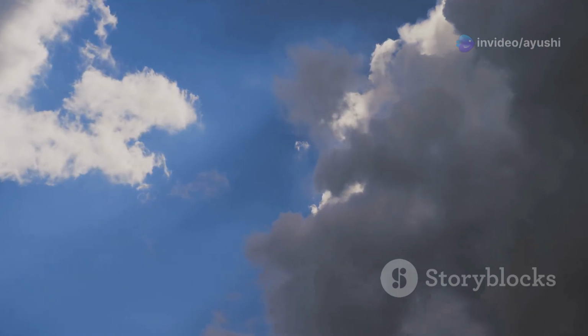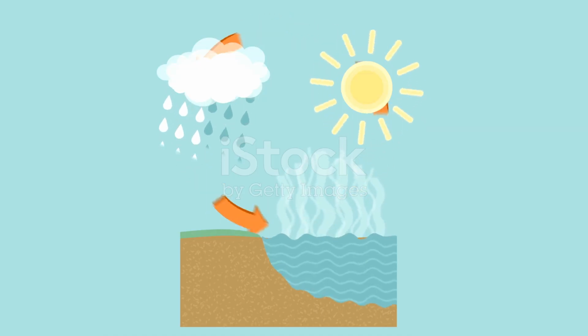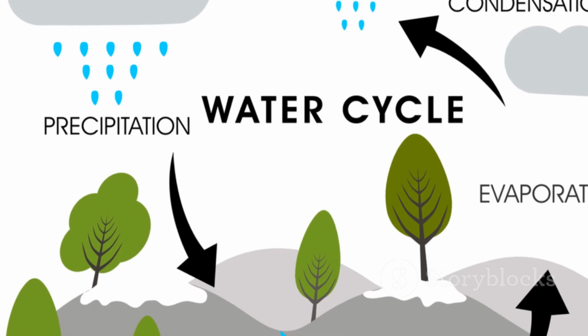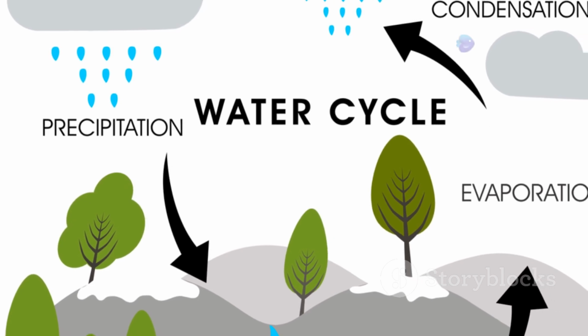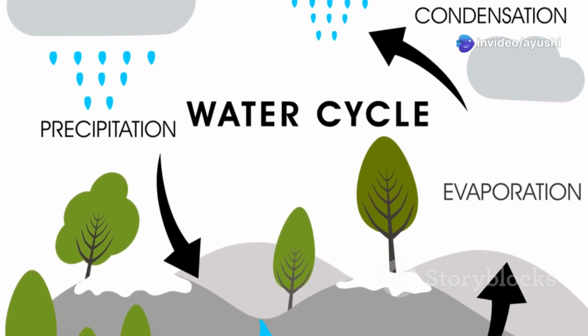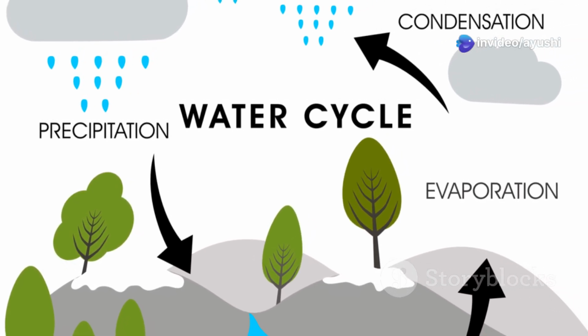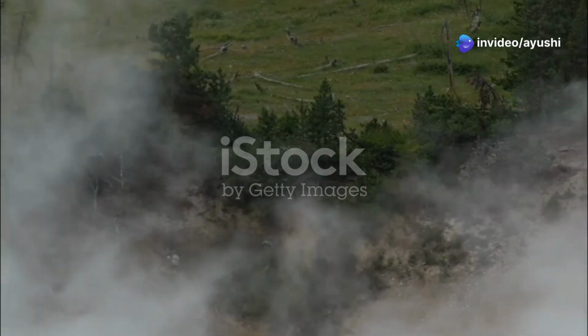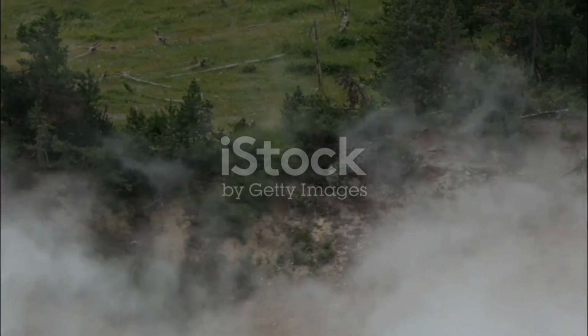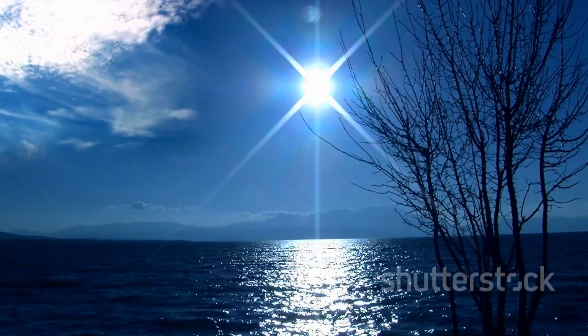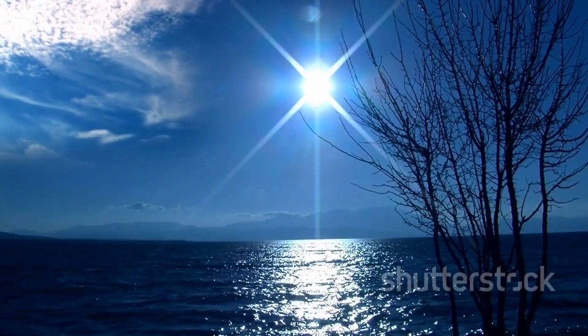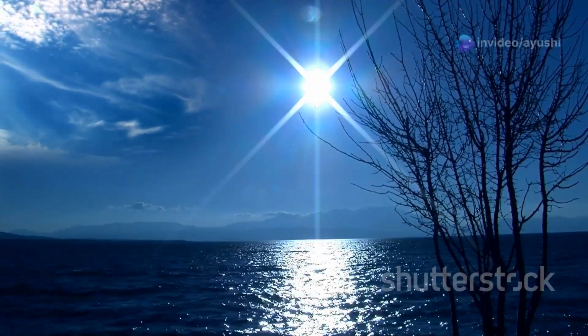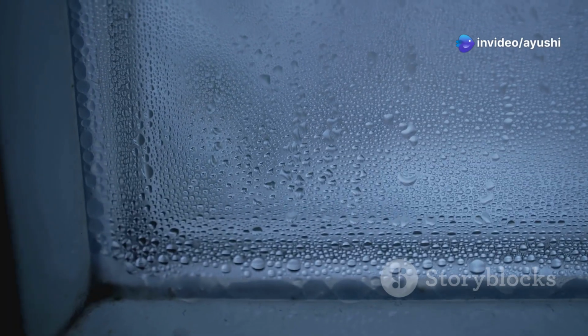Before we can understand how clouds form, we need to know about the water cycle. The water cycle is how water moves around on Earth. It has three main parts: evaporation, condensation, and precipitation. Evaporation is when water turns into vapor, which is like invisible gas in the air. When the sun heats up water in the lakes, rivers, or the ocean, it turns into vapor and rises into the air.